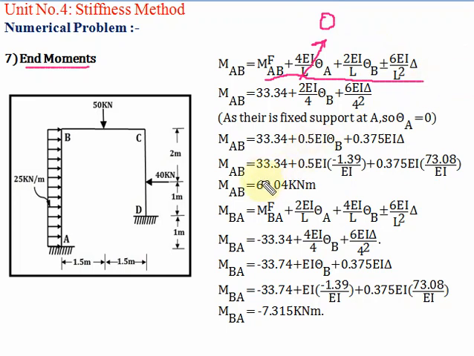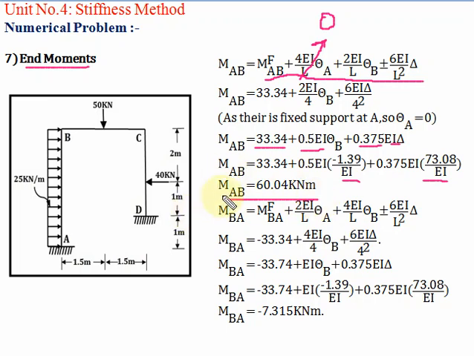Now we know the fixed moment in member AB is 33.34. Solving this, the length of the member is 4, so it is 0.5 EI theta B, and here the length of the member is 4, so here 0.375 EI delta. Now theta B value is minus 1.39 and delta value is 73.08 upon EI. So solving this, we'll get the moment in member AB as 60.04 kilonewton meter.